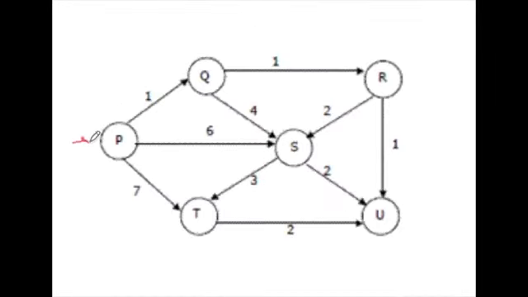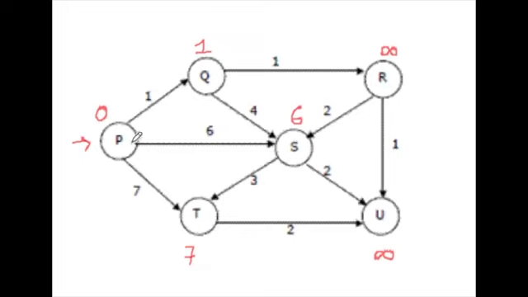See how Dijkstra's algorithm works. If I make this the starting vertex, the distance of this vertex is 0, and the distance from P to Q is 1, P to T is 7, P to S is 6, and P to R there is no direct edge, so let us make it infinity. P to U there is no direct edge, so let us make it infinity. Now I have labeled all the vertices and found the distances from the starting vertex to that particular vertex. Now I have to find the shortest path to all the vertices. So here I start the procedure.